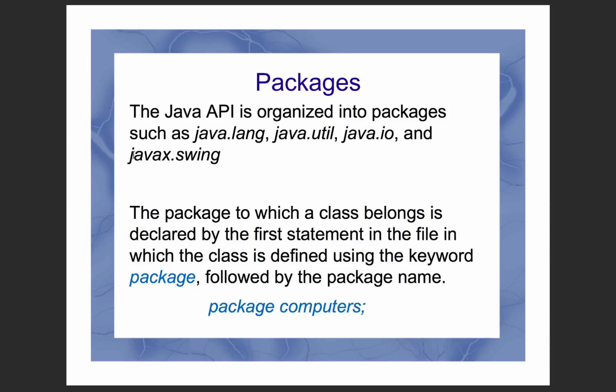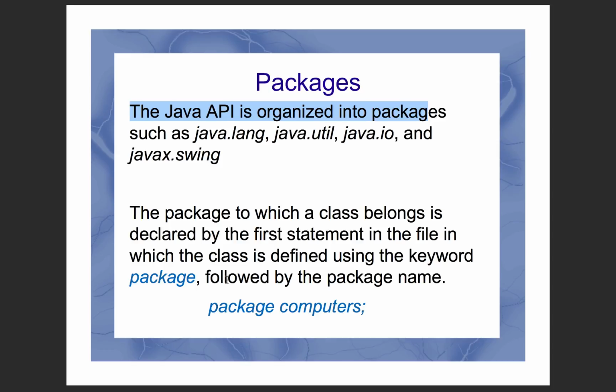The Java APIs are organized into packages such as java.lang, java.util, java.io. There are a lot of Java packages. If you want to use any of the classes from those packages, you need to import them. The package to which a class belongs is declared by the first statement in the file in which the class is defined, using the keyword package.